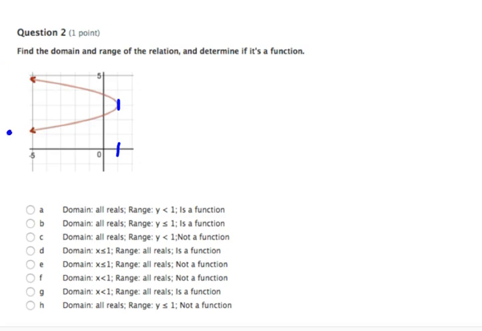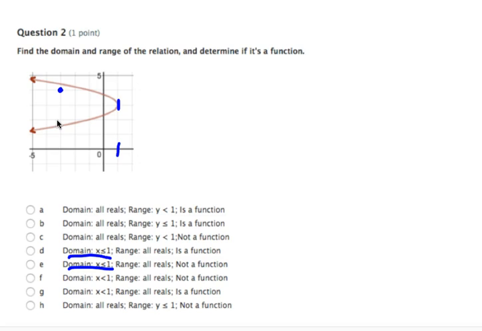So you go forever left, but stop at x equals 1. So the domain is going to be all x's that are less than or equal to 1. So if I look down here, I see this is a possibility and this is a possibility. And that's it. So now I've got it down to a 50-50.